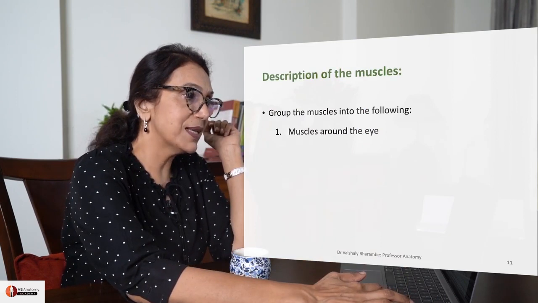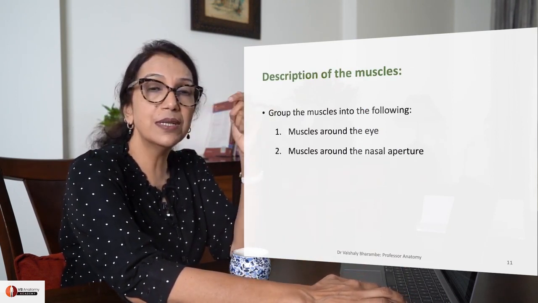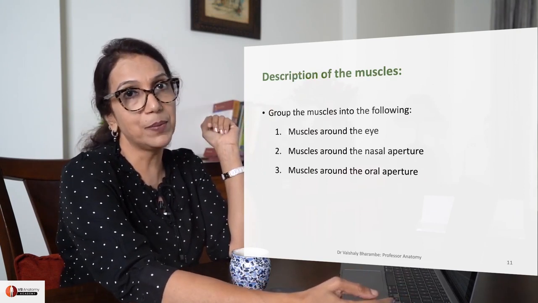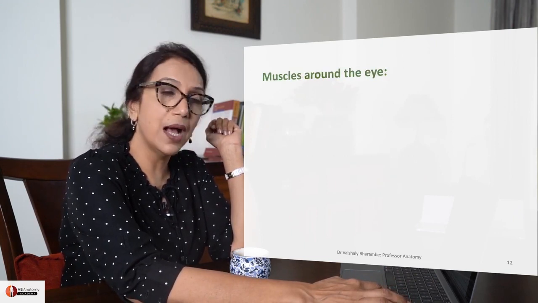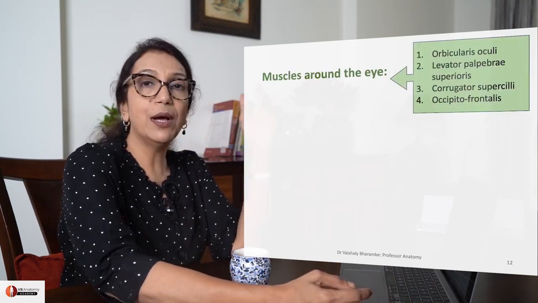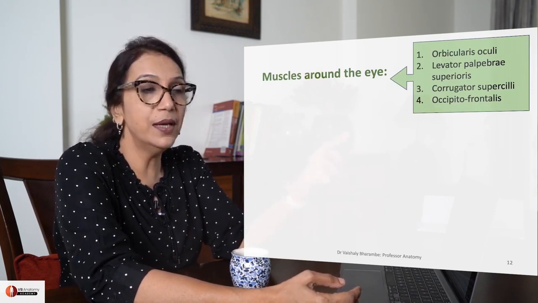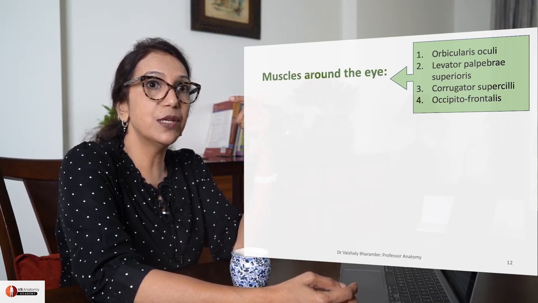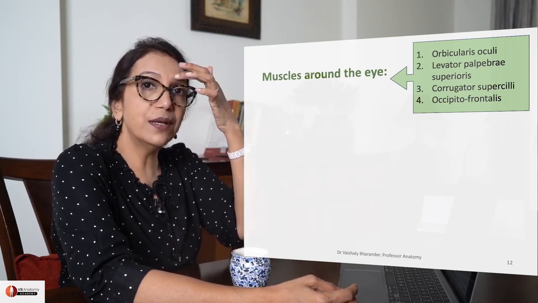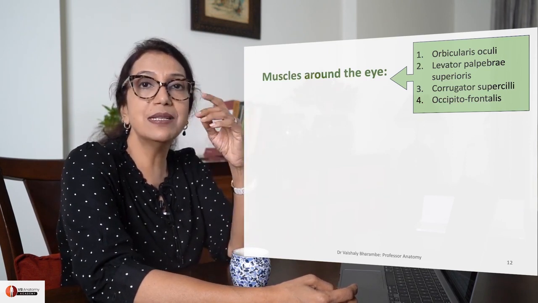I'm going to group these muscles into muscles around the eye, muscles around your nose, and muscles around your oral aperture. Okay, so let's begin with the muscles around the eye. So now I want you to read with me. Don't just read it here, read it aloud. Okay, Orbicularis oculi, levator palpebrae superioris, corrugator supercilii, and occipitofrontalis. 4 muscles around your eye.